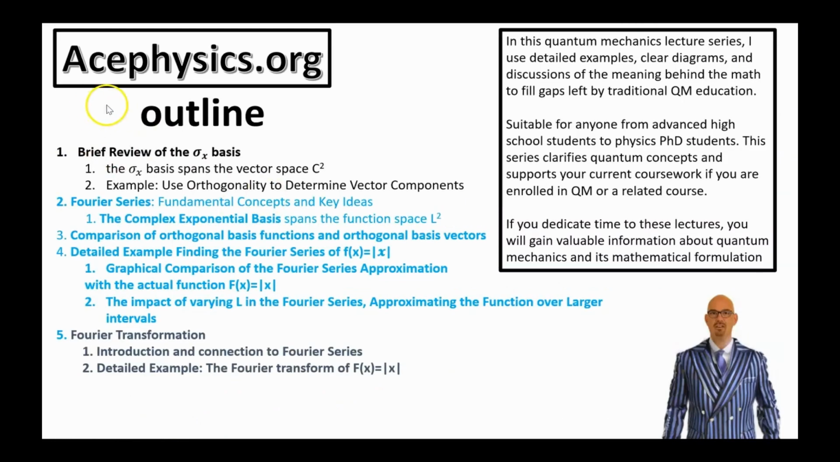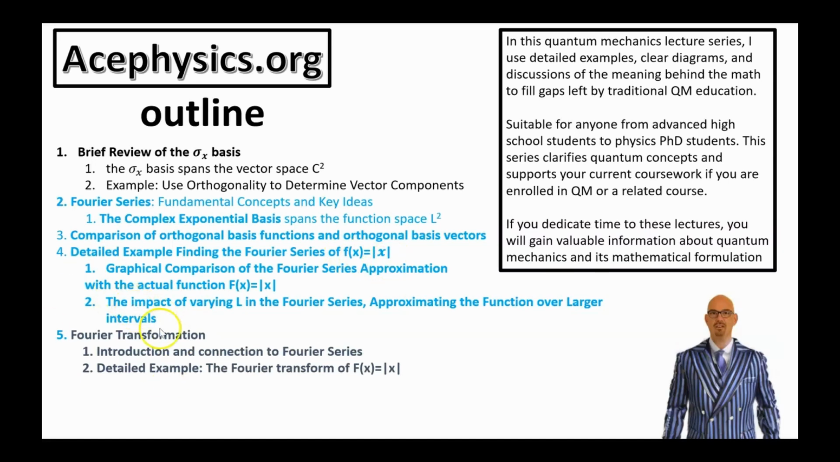Here's an outline for this lesson. There will be a review of the sigma x basis. The sigma x basis spans the vector space C2. Then I'll move on to the Fourier series, fundamental concepts and key ideas. The fundamental concept is that the complex exponential basis spans the function space L squared. There will be a comparison of orthogonal basis functions and orthogonal basis vectors. I'll have a detailed example of finding the Fourier series for f of x equals the absolute value of x.